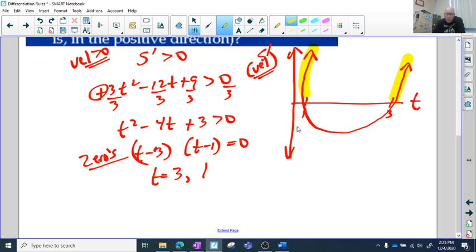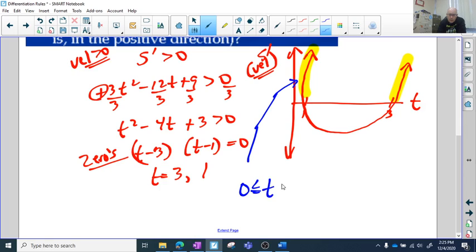This graph then has a positive velocity here, and that would be the time from 0. We don't go into negative time, so 0 is less than or equal to t, is less than 1. At 1, it has a velocity of 0, so it's not actually moving in a positive direction, it's actually stopped. So notice I didn't put an equal sign on there.